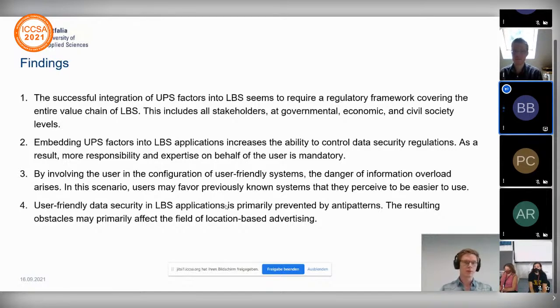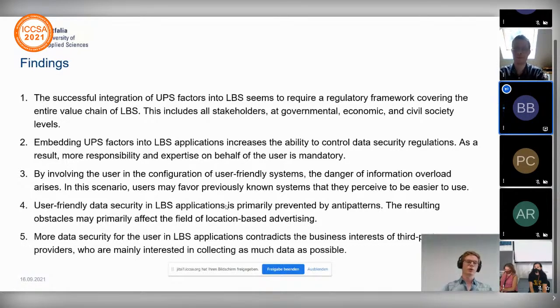The resulting obstacles may primarily affect the field of location-based advertising. And the last one, number 5, more data security for the user in LBS applications contradicts the business interest of third-party providers who are mainly interested in collecting as much data as possible.